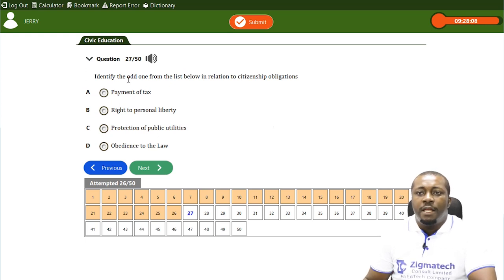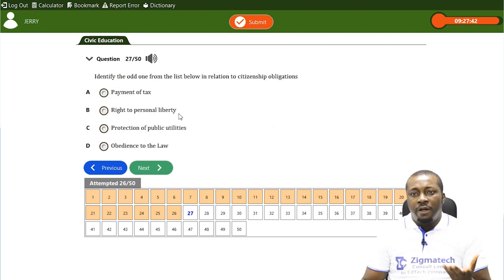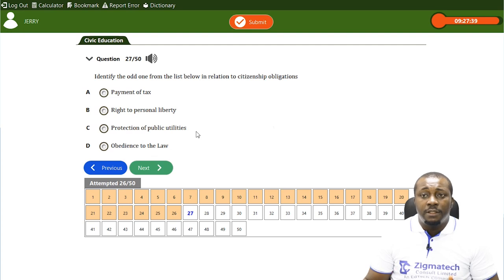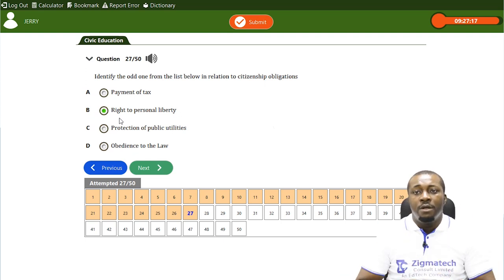Now, this question says, identify the odd one from the list below in relation to citizenship obligation, that is, the rules, the duties of citizens. Which one is the odd one? Now, if you look at the options, payment of tax is an obligation of citizens. A right to personal liberty is not an obligation, rather it's a claim, a privilege of citizens. C, protection of public utilities is an obligation, something expected of citizens to do. D, obedience to the law, of course, is an obligation of citizens. Citizens are expected to obey the law. So the odd one here is the right to personal liberties, because the others are obligations, while this one is the right of a citizen.